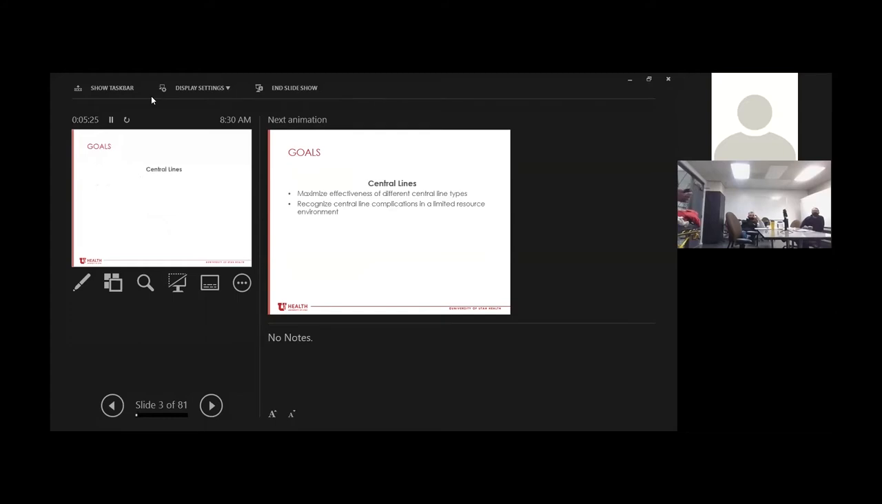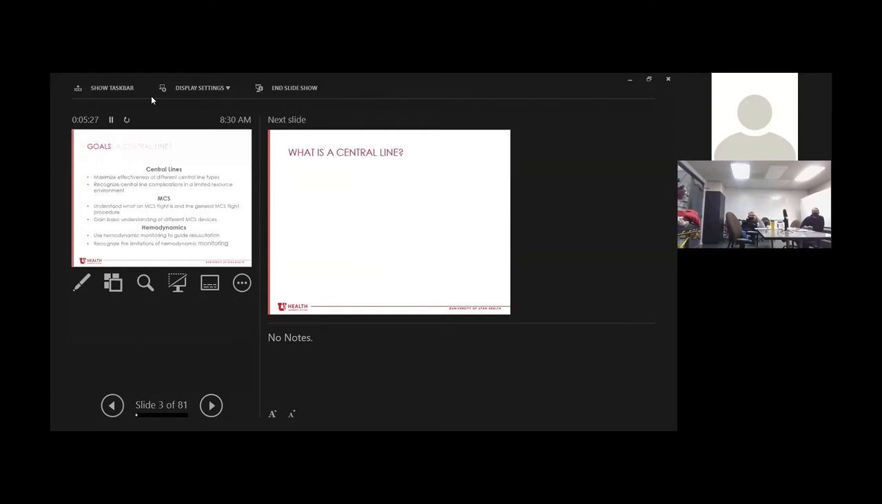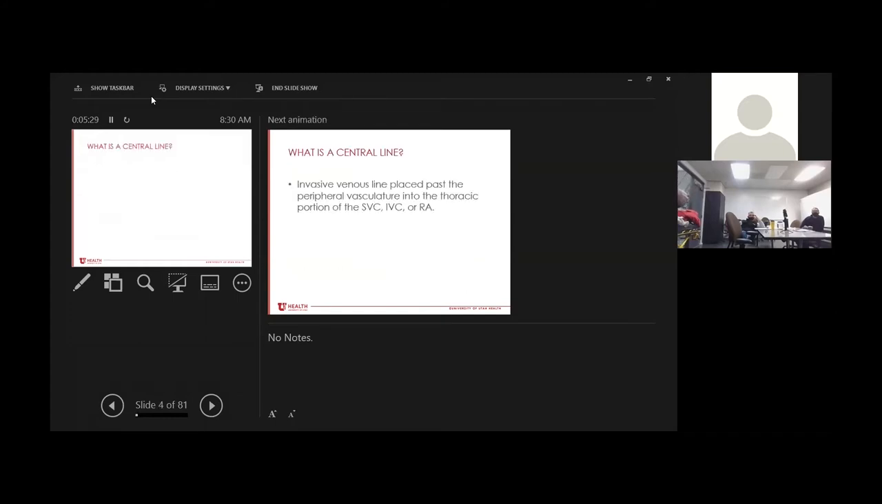And then we are going to talk about the limitations of hemodynamic monitoring. So there's a lot of things we can do with hemodynamic monitoring to help guide our resuscitation, guide our use of pressors and inotropes, but there are certain traps you can fall into too. And we're going to get into that.